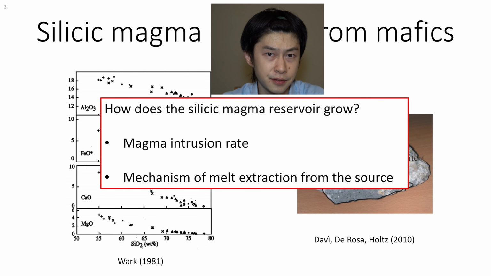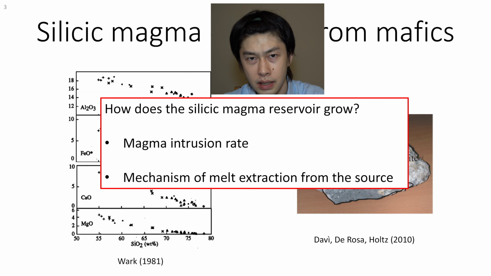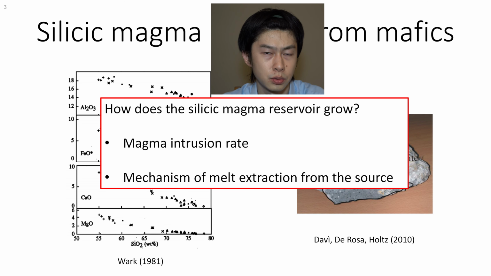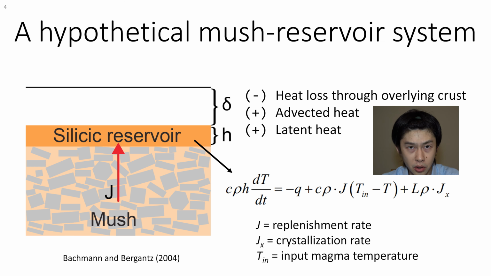Therefore, we can ask a scientific question: how does the reservoir of silicic magma grow? We want to know how fast is the magma intrusion and how is the melt extracted from its source region. To model these processes, we envision a simple mush reservoir system consisting of a silicic reservoir underneath the ground and a large crystal-rich source mush underlying the silicic reservoir. The typical depth of the silicic reservoir is 6 km. The model is one-dimensional. The horizontal area is about hundreds of kilometers.